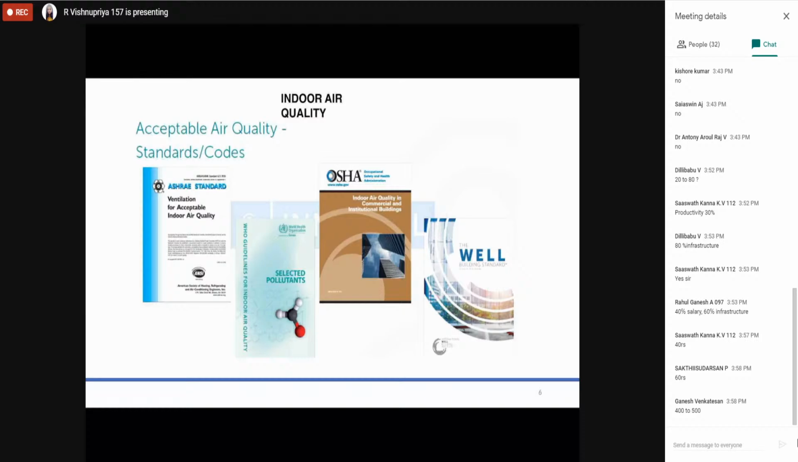These are all the standards: ASHRAE, OSHA, and so on. OSHA is nothing but, don't take it in a different way, it is not something like ISHA. It is the Occupational Safety and Health Administration, something like that. These are the standards where they have already predefined the values. Predefined in the sense that, by doing some research, they have already loaded certain information, and based on that we are going to take it as reference.